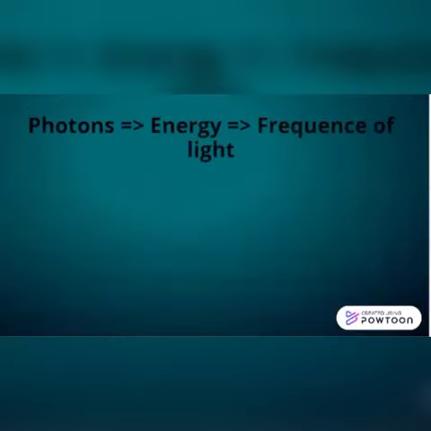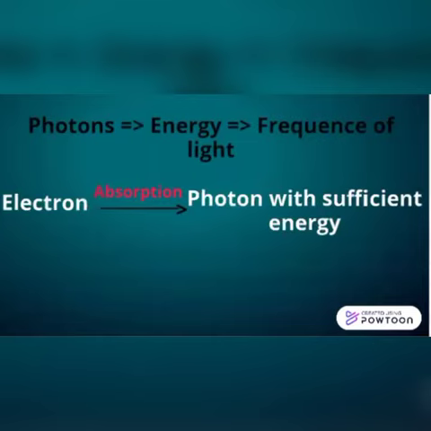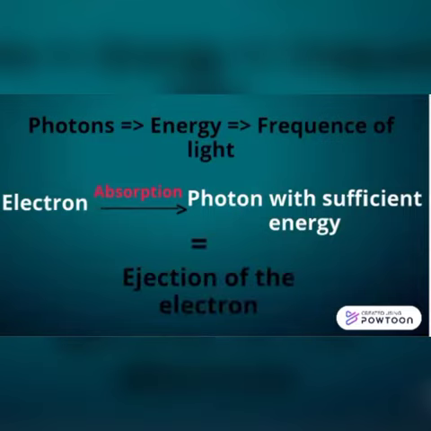phenomenon. Photons in the light source have characteristic energy determined by the frequency of the light. When an electron of the material absorbs a photon, and the energy of this particle is sufficient, the electron is ejected. Otherwise, it cannot escape from the material.